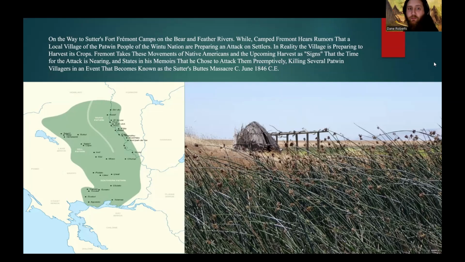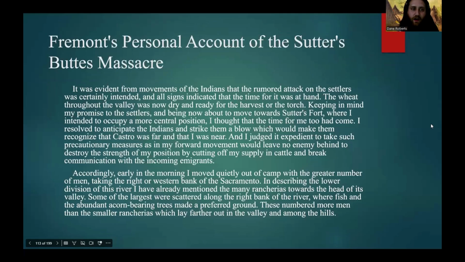But Fremont would take the movements of the Native Americans and the upcoming harvest as signs that the time for the attack was nearing, and would state in his memoirs that he chose to attack them preemptively, killing several Patwin villagers in an event that would become known as the Sutter's Buttes Massacre sometime in June of 1846 CE. And here is Fremont's personal account of the Sutter's Buttes Massacre.